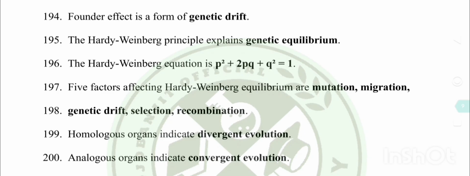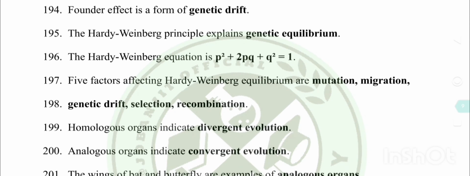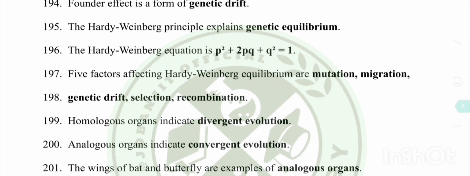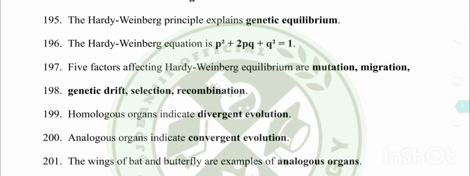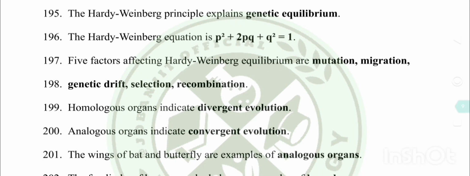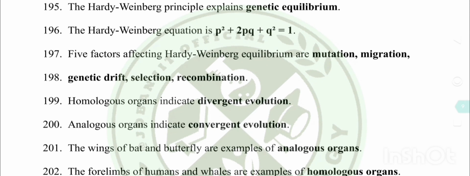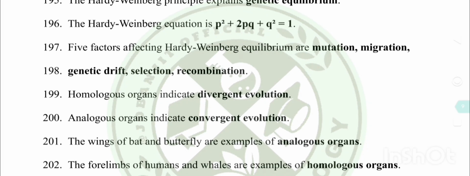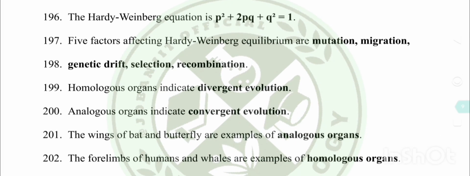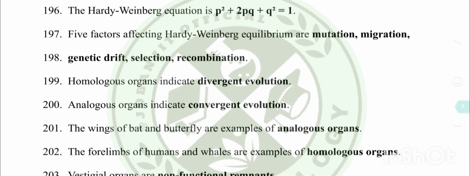195. The Hardy-Weinberg principle explains genetic equilibrium. 196. The Hardy-Weinberg equation is p² + 2pq + q² = 1. 197. Five factors affecting Hardy-Weinberg equilibrium are mutation, migration, 198. genetic drift, selection, recombination.